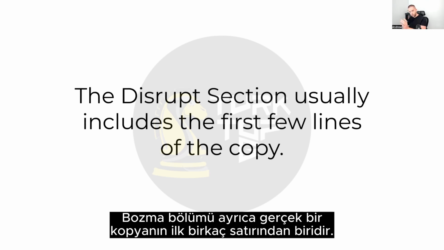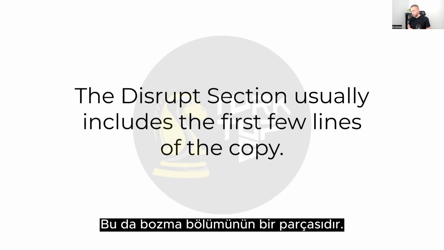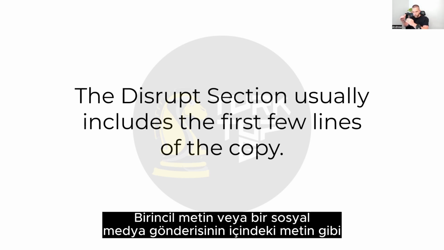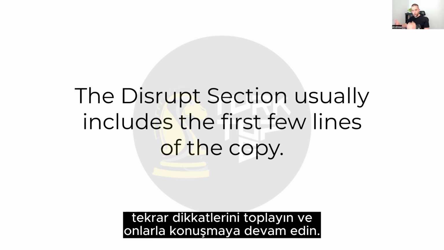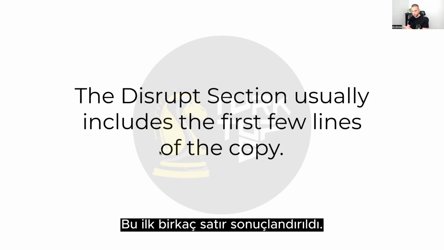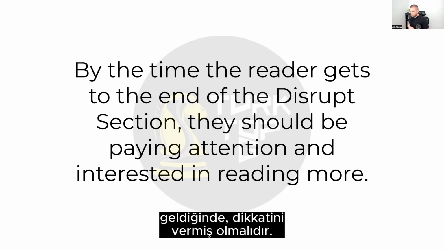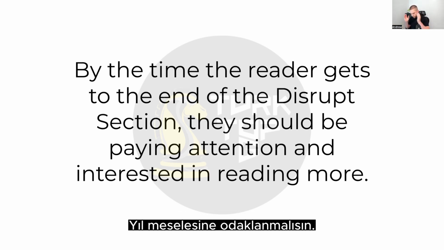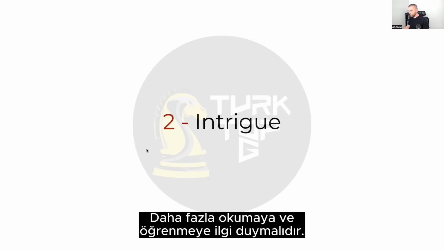The disrupt section also is those first few lines of the actual copy itself. So when you open the email, it's the first couple lines. That's also part of the disrupt section. When you start reading the text inside of a Facebook ad, like that primary text, or the text inside of a social media post, the first couple lines, you're going to have to re-disrupt them and re-grab their attention again and continue to talk to them. Those first few lines are included, right? By the time the reader gets to the end of that disrupt section, they should be paying attention. They should be focused on your thing. They should be ignoring everything else, and they should be interested in reading and learning more, right?